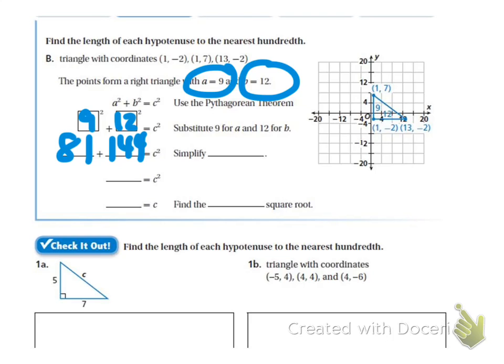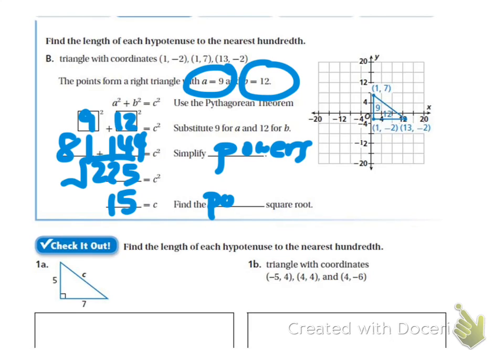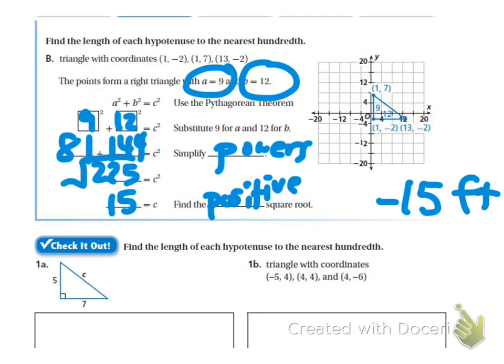Now I need to simplify my powers. That's what we just did. We multiplied. Now if I add 81 plus 144, I get 225. And the square root of 225 is 15. That is correct. We found the positive square root. I can never have a negative square root because it can't be negative 15 feet. That doesn't exist for a side of a triangle. So it always has to be positive.